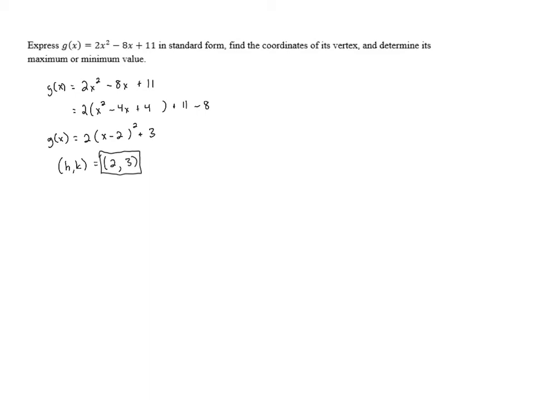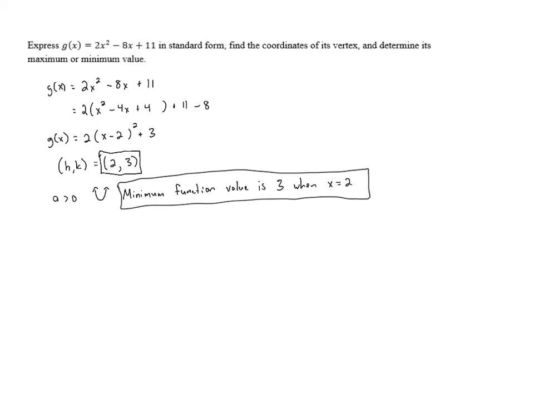Now, to determine if we have a maximum or a minimum, notice that the leading coefficient here, 2, is positive. When we have an a value that's greater than 0, that means the parabola is opening upward and we have a minimum. So our minimum function value, remember it's the y-coordinate of the vertex. The minimum function value is 3, and it occurs when x is equal to 2. So we have found our minimum function value.